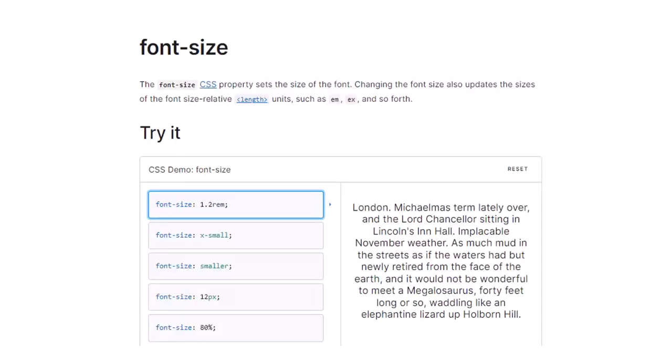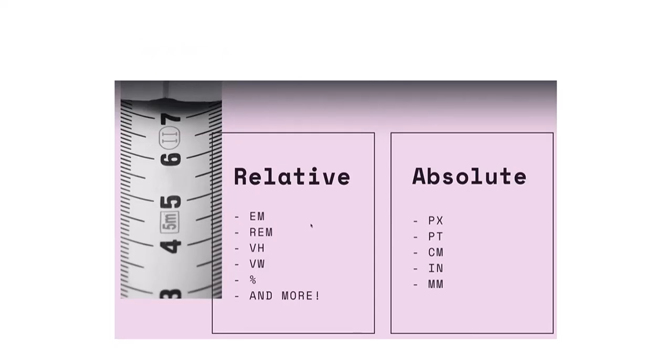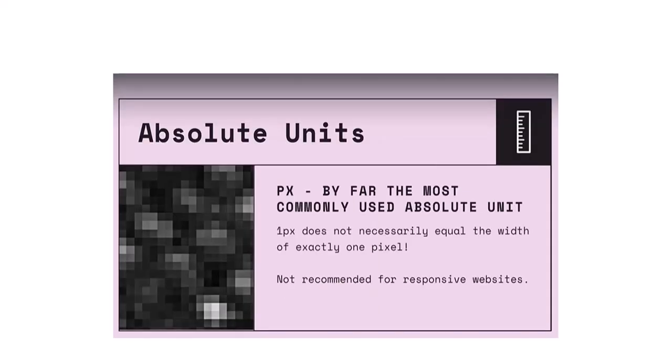Similarly, font size. So font size can be increased or decreased. We can take the values in relative values like em, vh, vw, percent, and so many more, or absolute values like pixels, points, centimeters, inches, millimeters. So pixel is by far the most commonly used absolute unit. One pixel does not necessarily equal the width of exactly one pixel, but for responsive websites, it is not normally recommended.